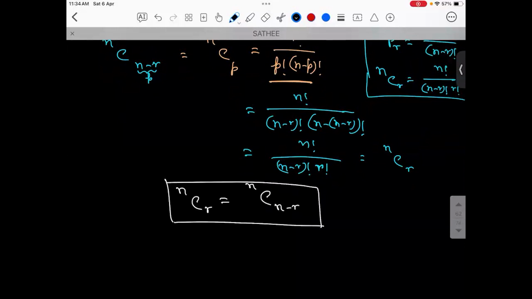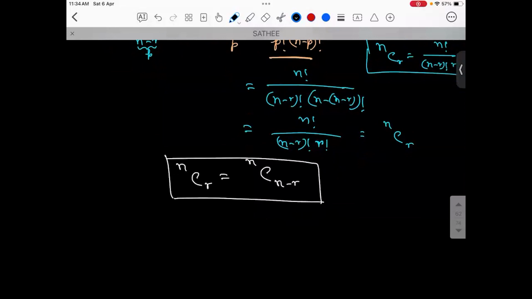But is it the case for permutation? Let us check. In case of permutation, if I find NP(N minus R), then this will give us N factorial divided by (N minus R) factorial.